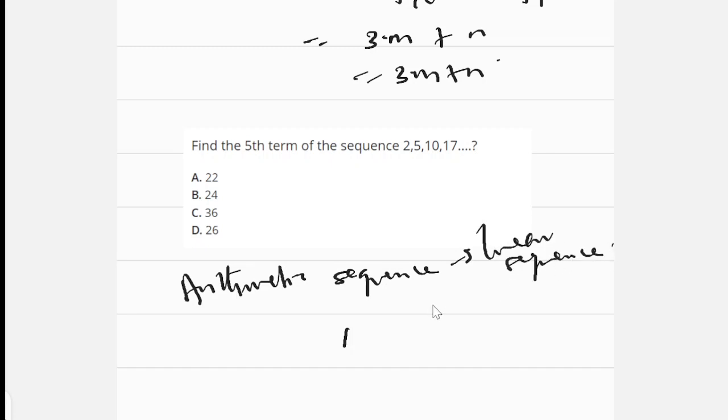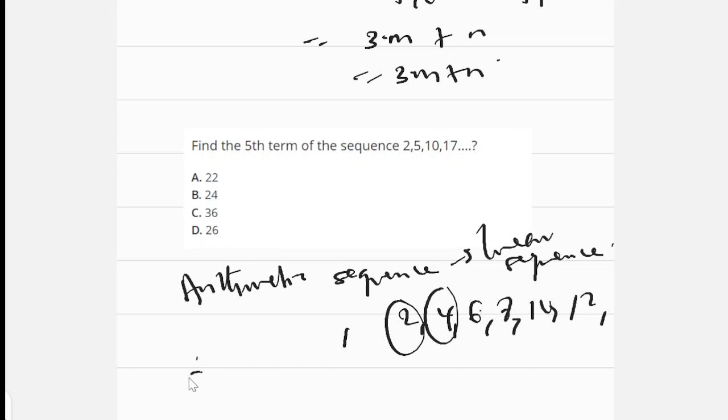An example of that is when I have 2, 4, 6, 8, 10. You can see it is a linear sequence because the difference between two consecutive terms here is 2, and it is constant for all of them. I hope you understand. And this is known as the first term, second term, third term, fourth term, fifth term.